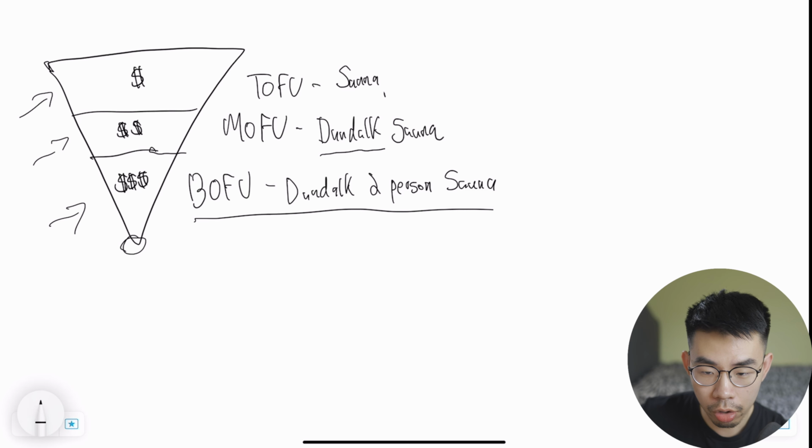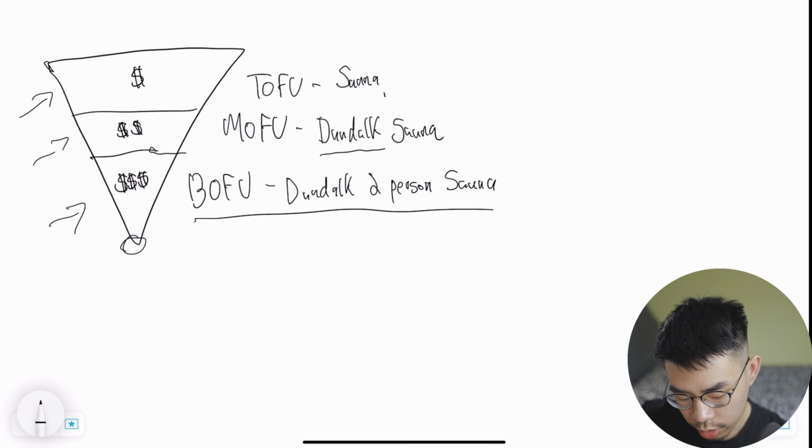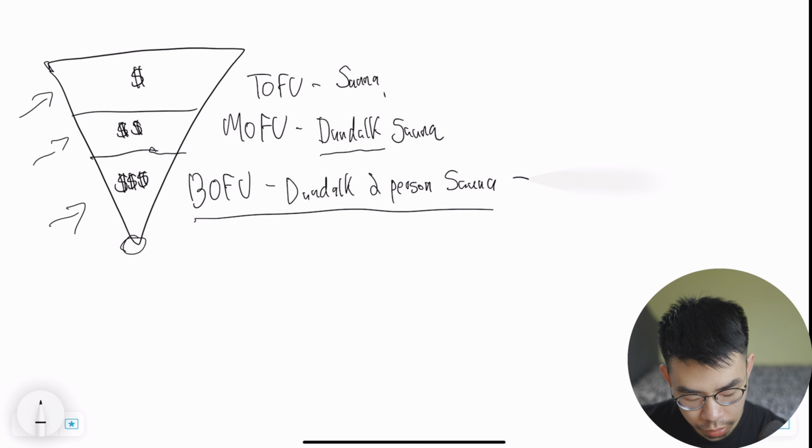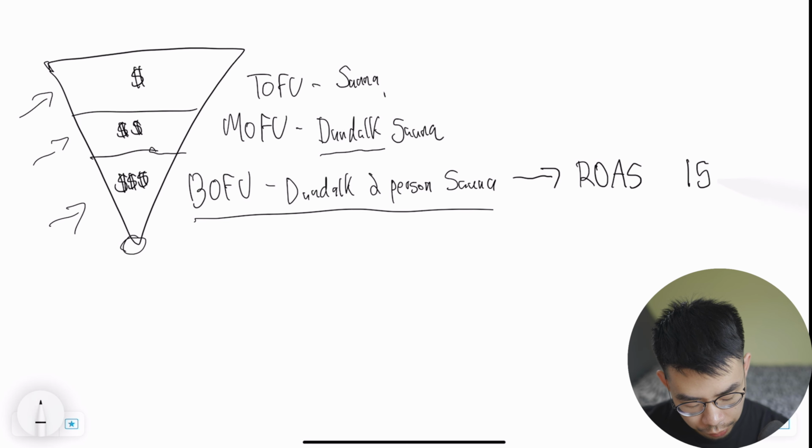But for people that are unaware of this strategy, the reason why we want to do this is because at the very bottom of the funnel, people are very likely to convert. Someone searching Dundalk two-person sauna already knows what model and what brand of sauna they want to buy. And we want to target these customers because these are likely going to give us the highest return on ad spend, meaning something like 15x. For every dollar that we spend, we might get $15 back.